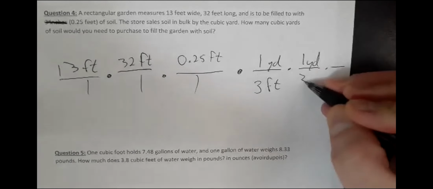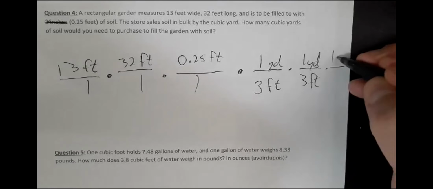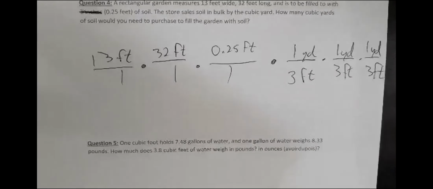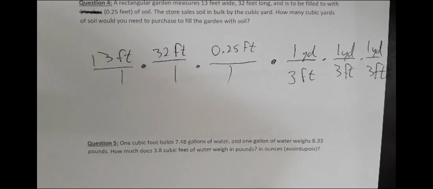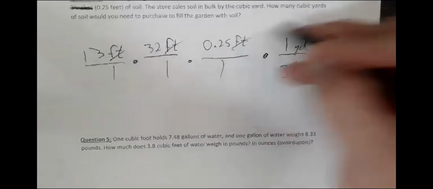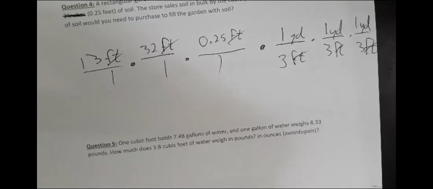We're gonna have to do this, and we're gonna have to do this. The whole point of this problem is that we're gonna end up having to do it 3 times because we're in cubic feet, right? This is a dimensional analysis problem. So if we have feet times feet times feet, or cubic feet, we're gonna have to do it 3 times. So 13 times what? 32 times 0.25.